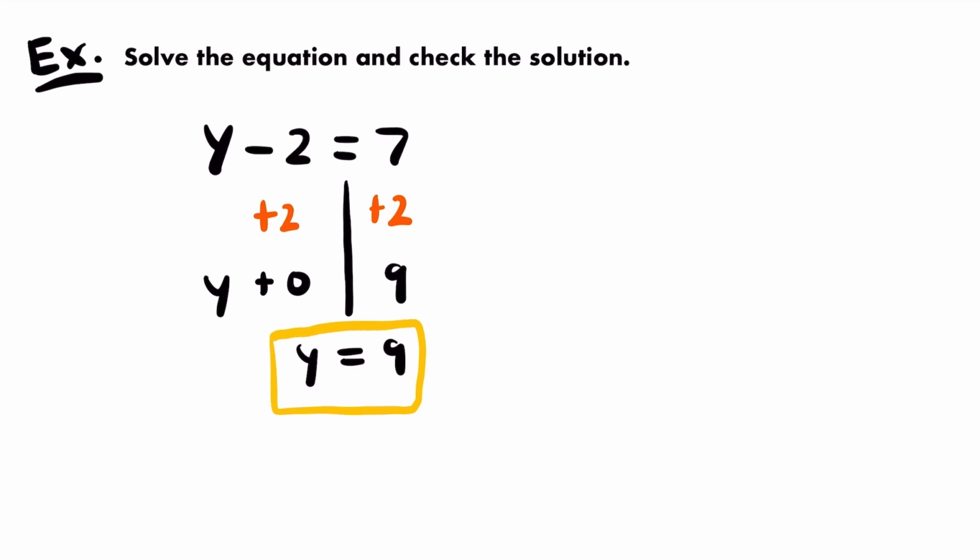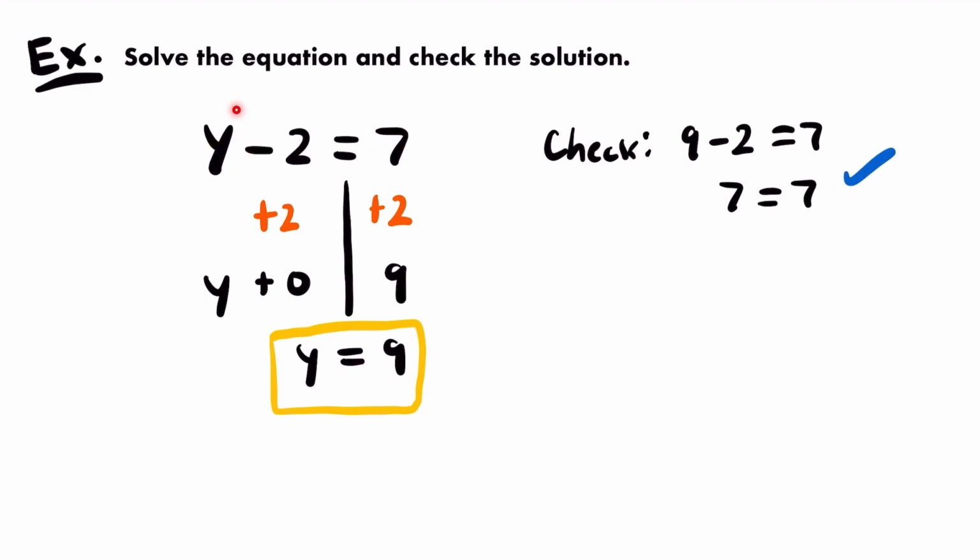Let's see if 9 really is the solution to this equation. Let's do our check work over here. To check, we're going to plug 9 in for y, the variable in this equation, and see if the equation is true after we simplify. This is exactly what we did in the previous lesson when we were checking if numbers were solutions to an equation. So we have 9 minus 2 equals 7, right? That's just this equation, but y has been replaced with 9. And then 9 minus 2 is 7, so you have 7 equals 7. That is a true statement. So 9 is in fact the solution to this equation.